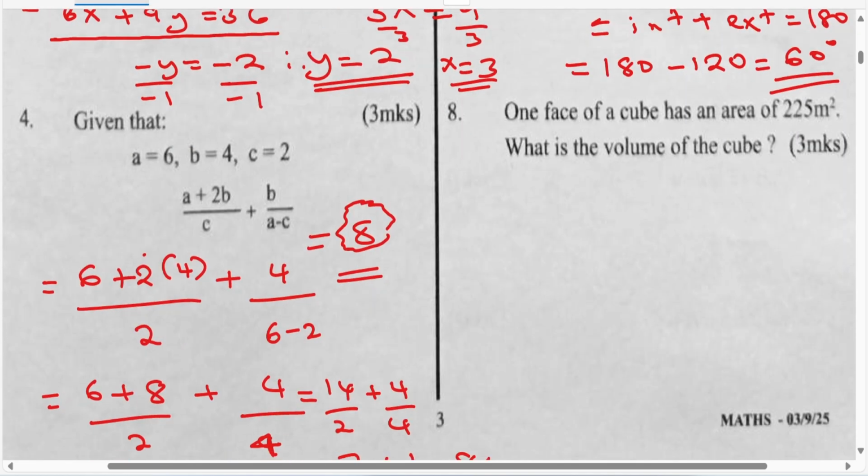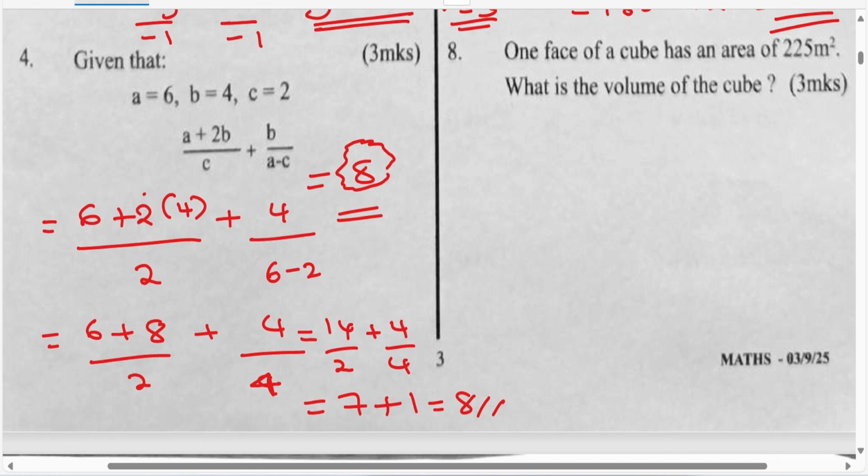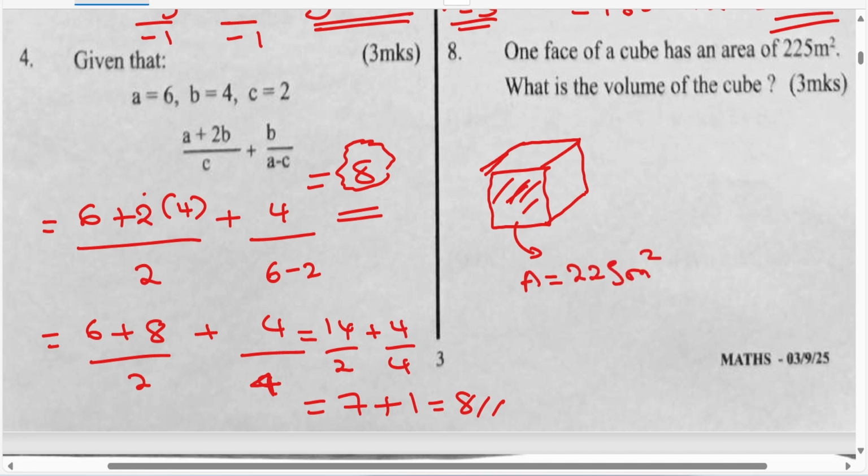Question 8. One face of a cube has an area of 225 square meters. What is the volume of the cube? So one face, the cube looks like this. I'm drawing with bare hand, but just notice a cube. This face has an area of 225 square meters. This area is given by side times side, because a cube is side times side times side. So to find one side, you just find the square root of 225.